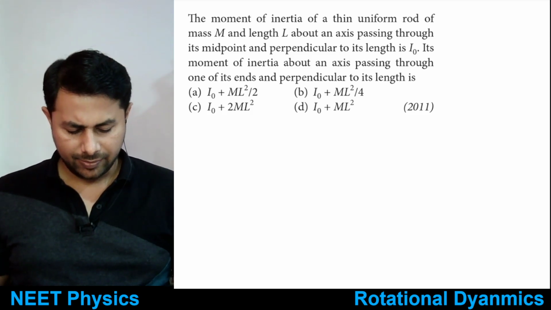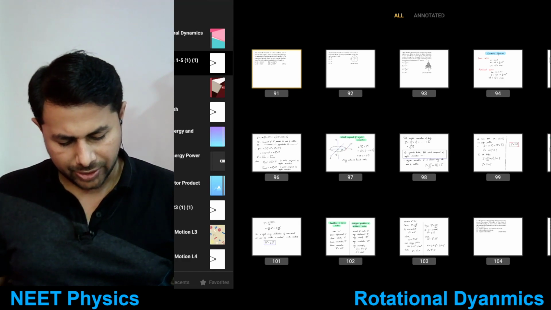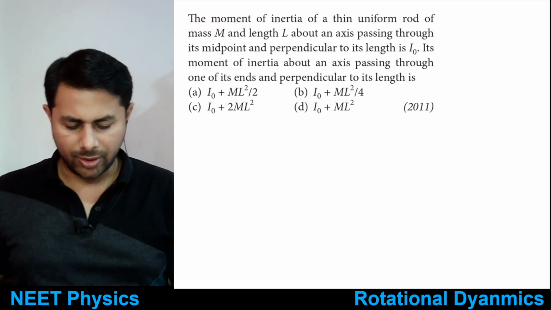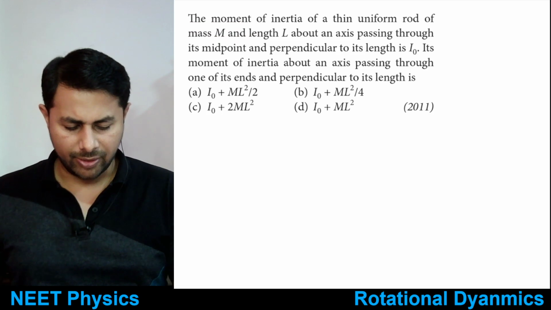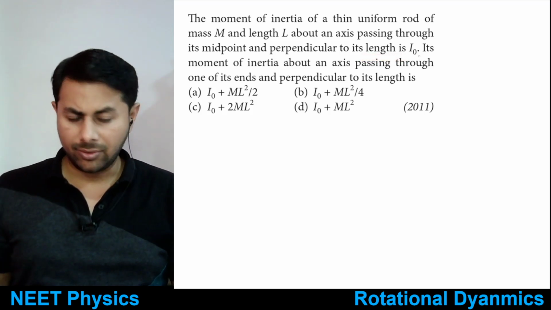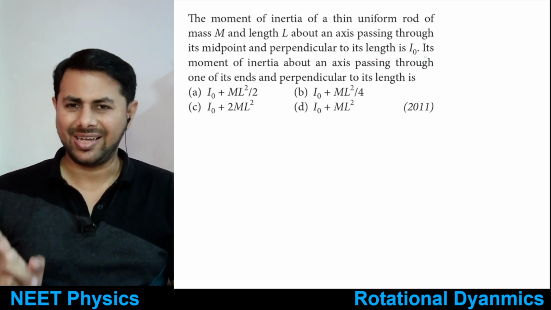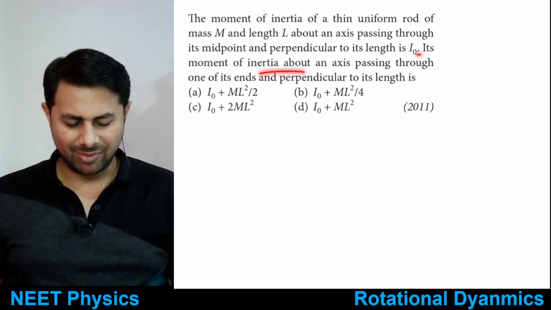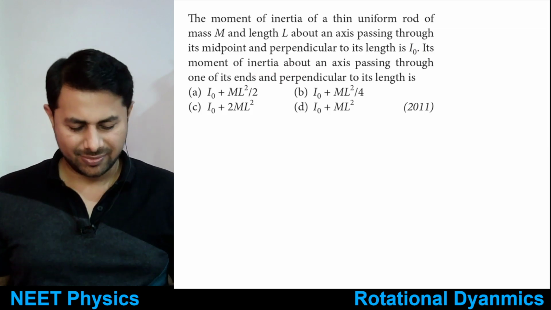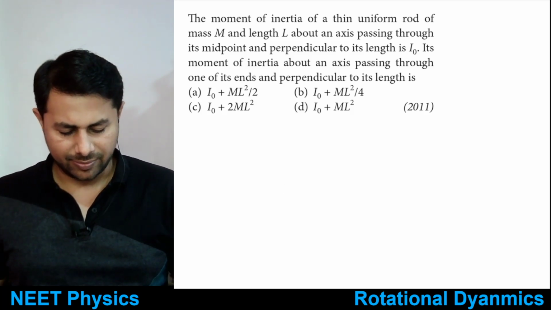Let's see the next one. There can be a lot of similar questions. The moment of inertia of a thin uniform rod of mass M and length L about an axis passing through its midpoint and perpendicular to its length is IO. Its moment of inertia about an axis passing through one of its ends and perpendicular to its length is. Okay, there is nothing in this one. This is the simplest of all.